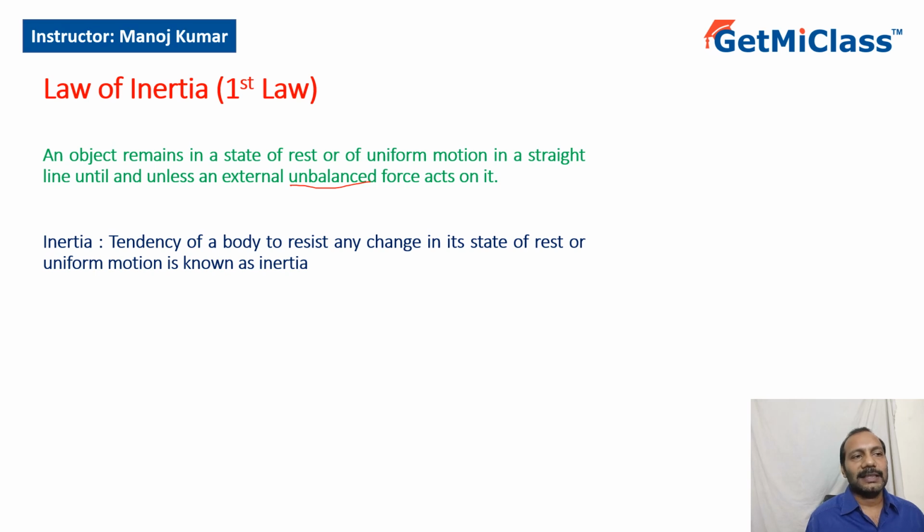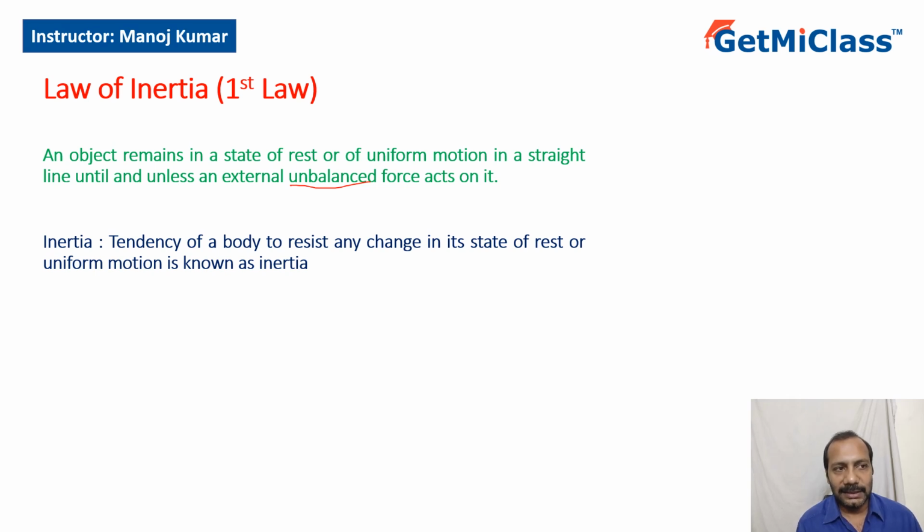Then what is external force? Once I consider a system, then any force applied by the system or on the system is an external force, right? So what does the first law say? It says an object remains in a state of rest or uniform motion in a straight line until and unless an external unbalanced force acts on it. This law is also known as the law of inertia.